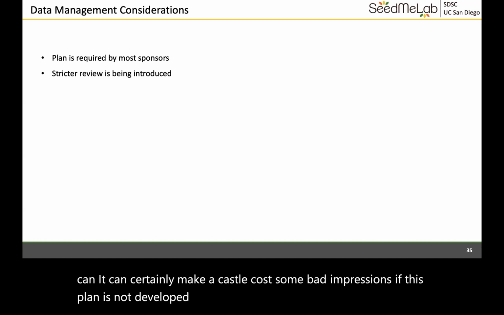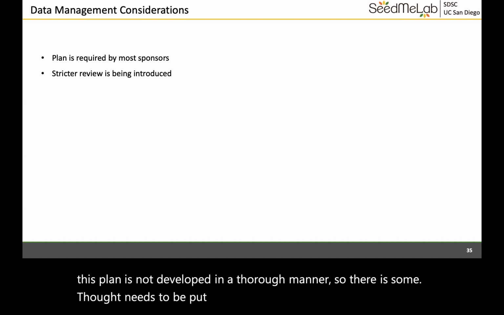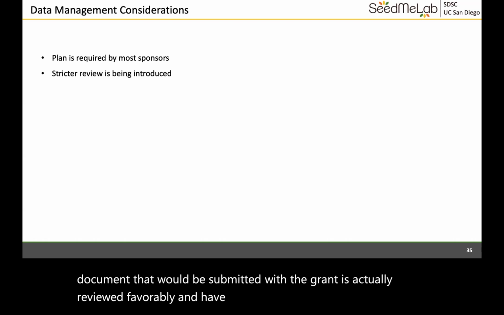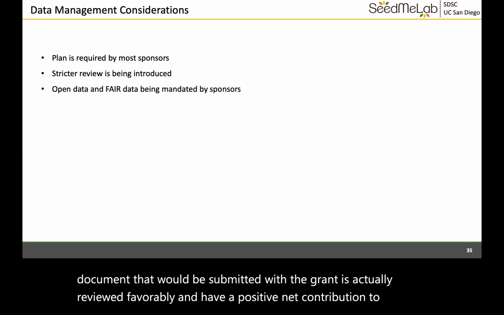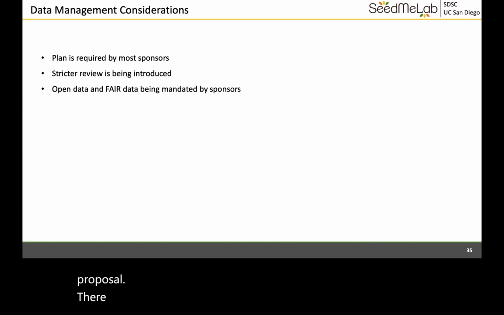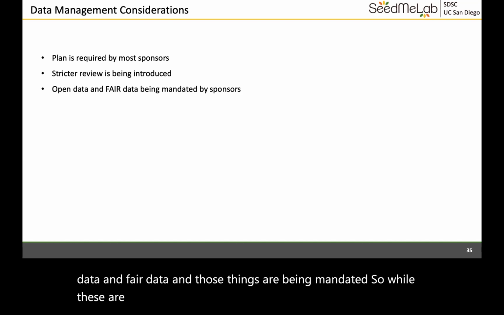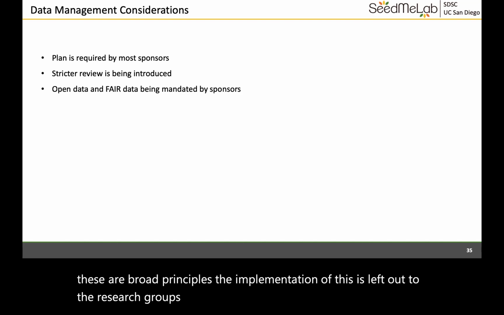So there's some thought that needs to be put into how a data management plan document that would be submitted with a grant is actually reviewed favorably and has a positive net contribution to the proposal. There is a lot of language provided by the sponsors about open data and FAIR data, and those things are being mandated. While these are broad principles, the implementation of this is left to the research groups to figure out.